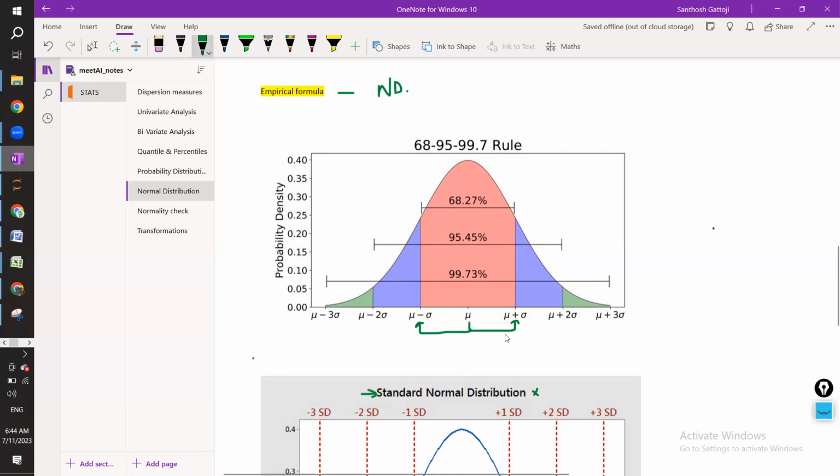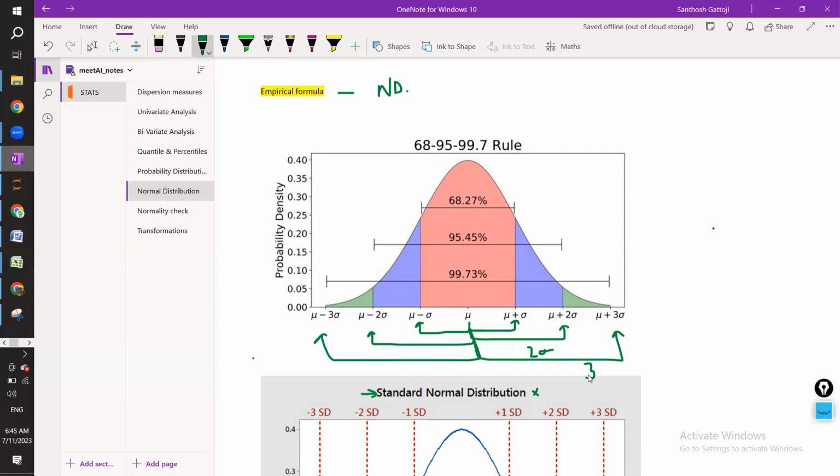And this distance, mu plus 2 rho and mu minus 2 rho, is two standard deviations. And mu plus 3 rho and mu minus 3 rho, from mu minus 3 rho to mu plus 3 rho, is called three standard deviations. Now, according to this formula, 68.27 or roughly 68% of the data will be found between one standard deviation.